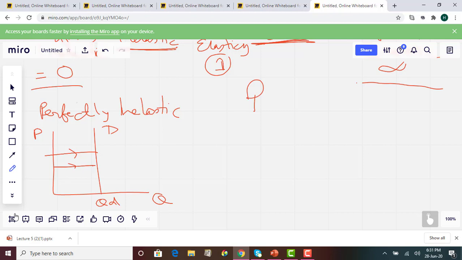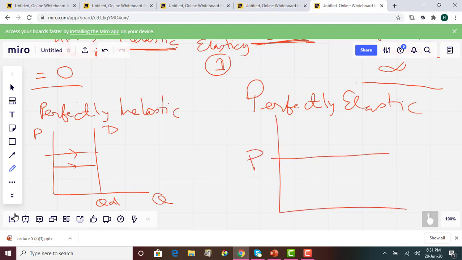On the other hand, the perfectly elastic demand curve will be a horizontal curve. Anytime there is a change in price, quantity demanded will fall to 0. So that's why it's infinity.